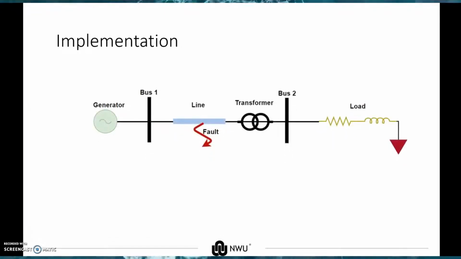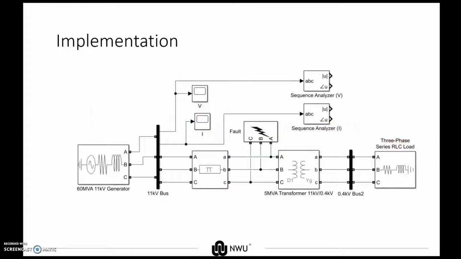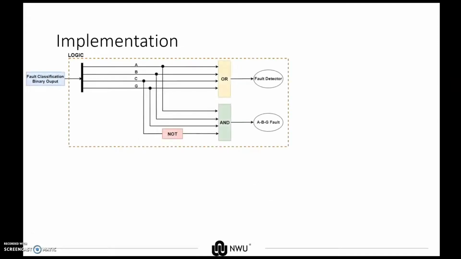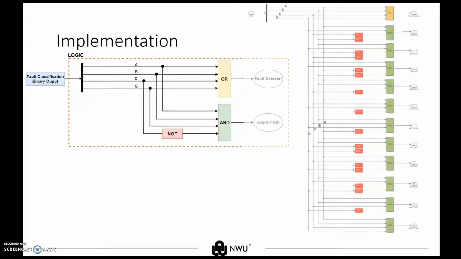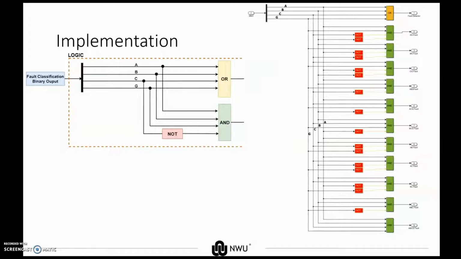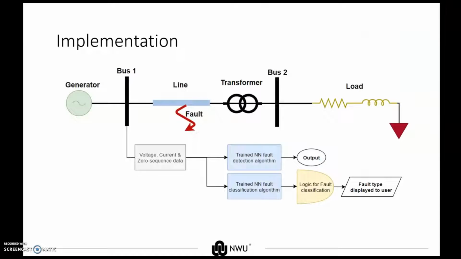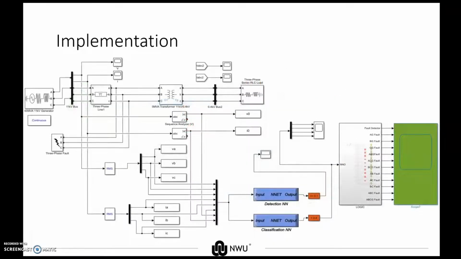The power system network was simulated in Simulink and used to obtain the voltage and current data needed for training. The fault was then detected and classified by using a logic circuit. The application can be finished by adding the neural network and logic circuit to the final model.